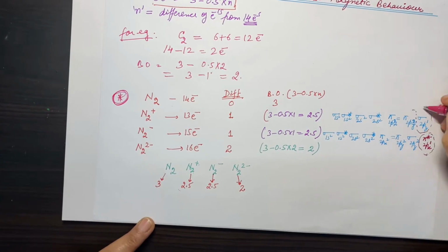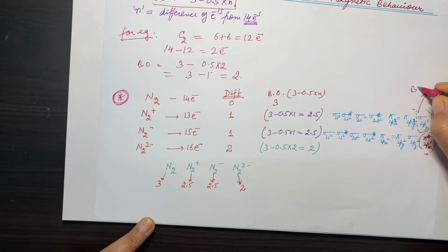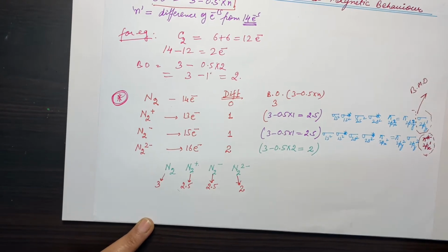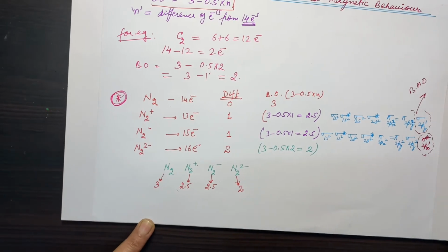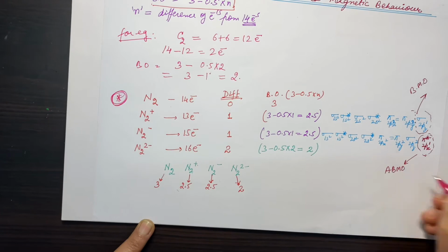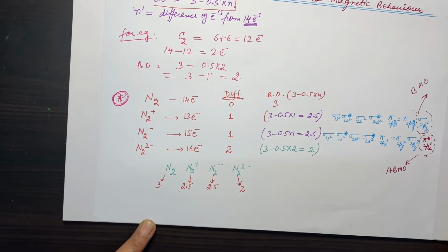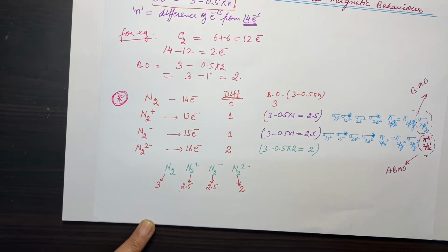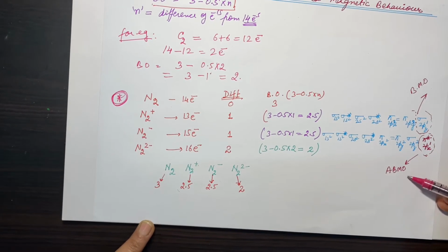See, here the electron is entering in the bonding molecular orbital. But here it is entering in the anti-bonding molecular orbital. Now, are you remembering what we have discussed in our previous videos? The stability will be more if the last electron enters the bonding orbital as compared to the anti-bonding.